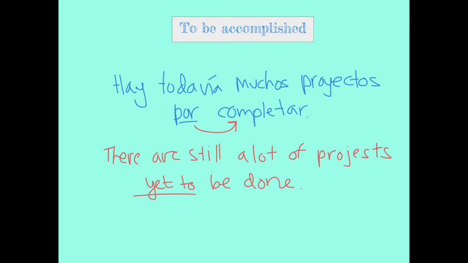To be accomplished. That means something hasn't been done yet. So, hay todavía muchos proyectos por completar. Again, notice that we have a verb right after por, so because of that, we cannot conjugate this verb. It has to stay in infinitive. There's still a lot of projects yet to be done. They need to be finished still.